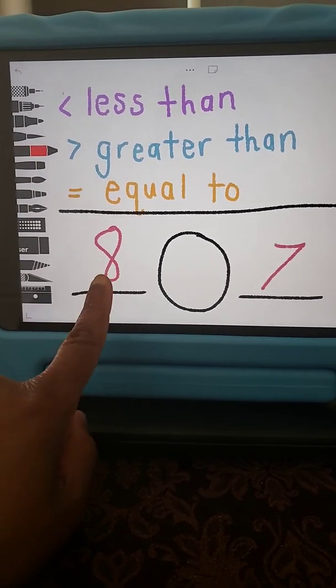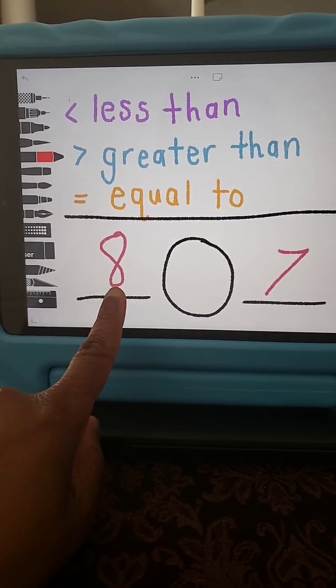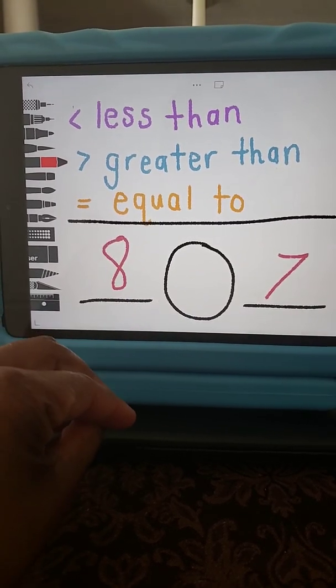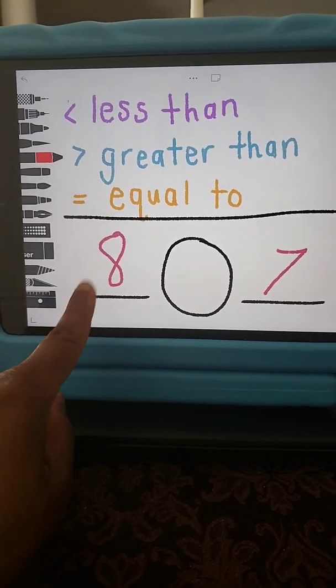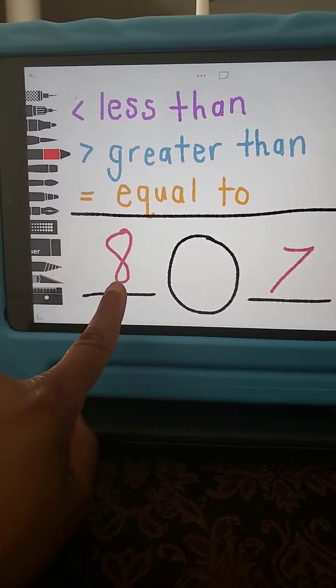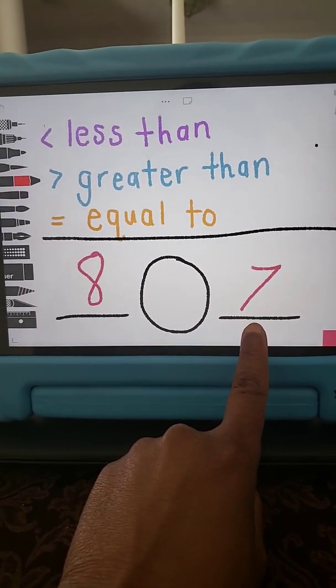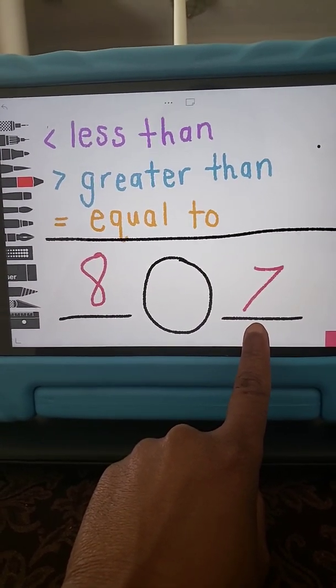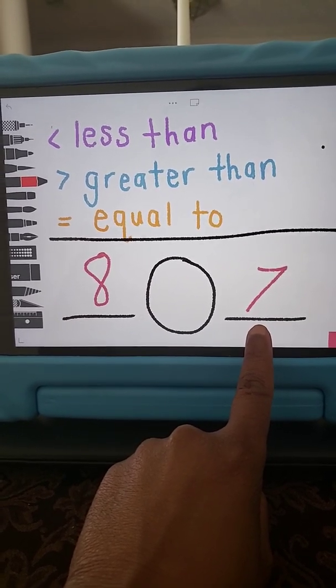So this number right here has 0 tens and only 8 ones. Remember, the first number is the tens and the second number is the ones. So this one doesn't have any tens. It has 8 ones. How many tens does this number 7 have, boys and girls? Yep, you're right. It has 0. 0 tens and 7 ones, okay?